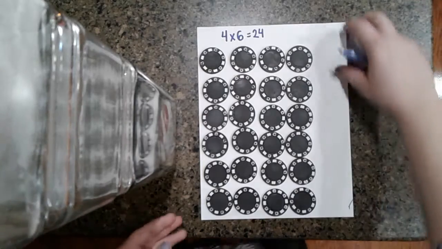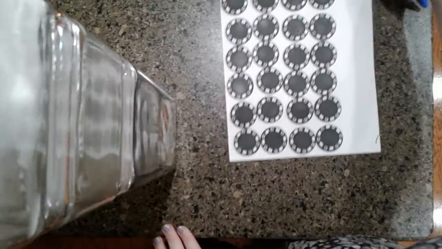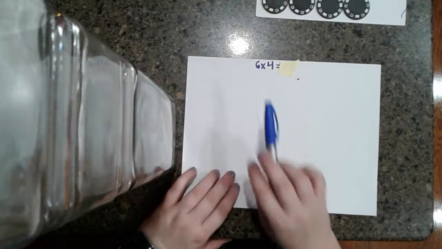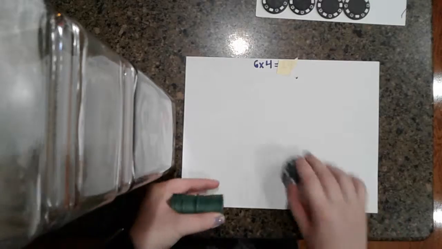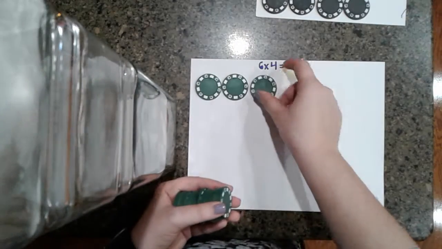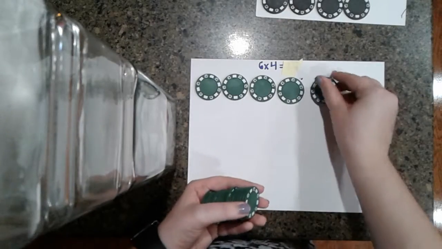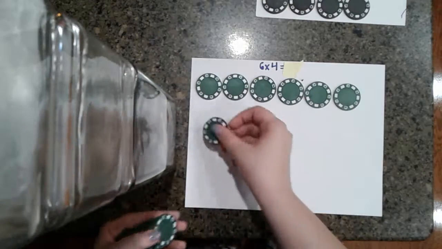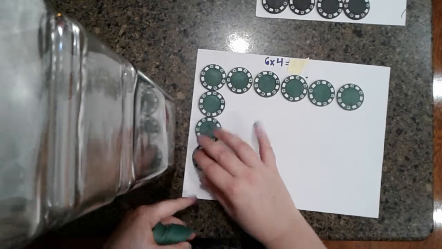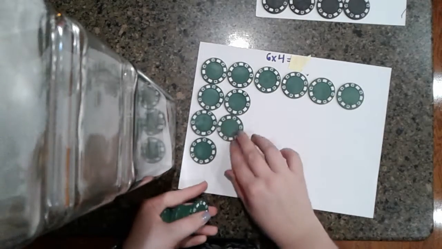Now if we're correct that the commutative property of multiplication means we can switch our factors around and it gives us the same product, we can say that 6 times 4 equals 24. So let's figure that out by doing another array. This time we're going to have 6 on top. 1, 2, 3, 4, 5, 6. And 4 going down. 1, 2, 3, 4. And then again, you just fill in this array.